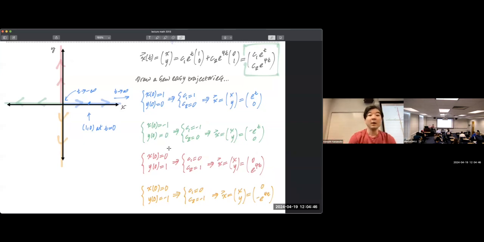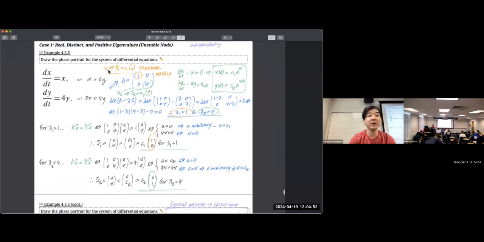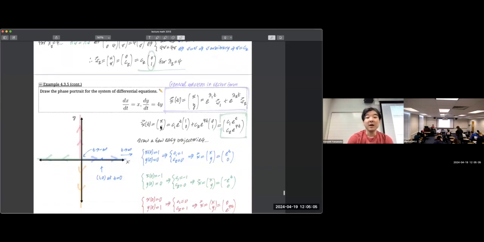So we were looking at drawing trajectories for our solutions. We know how to solve, for instance, if I gave you a system, this one's a unique system in the sense that it's not coupled, but you could still solve it and get your eigenvalues and eigenvectors. But the idea is, how do you plot these solutions? When you write out the general solution in vector form and multiply it out, your x solution is this and your y solution is this.